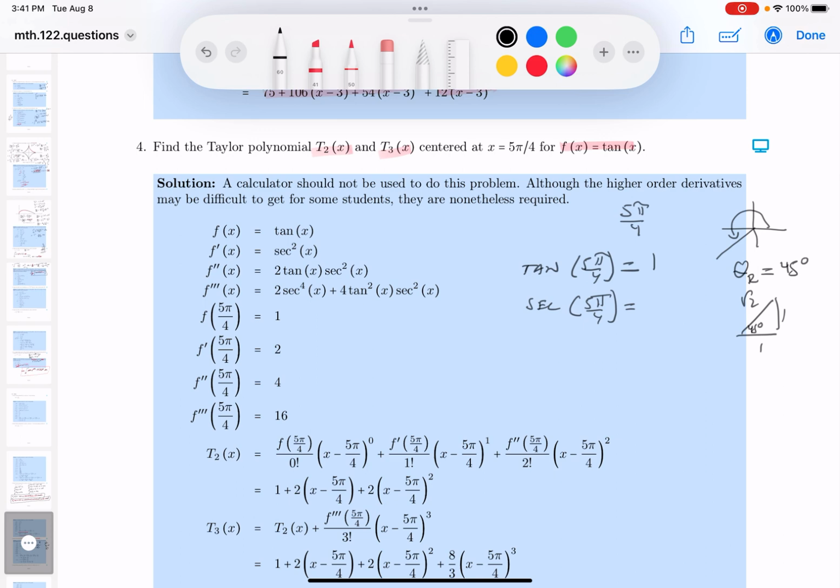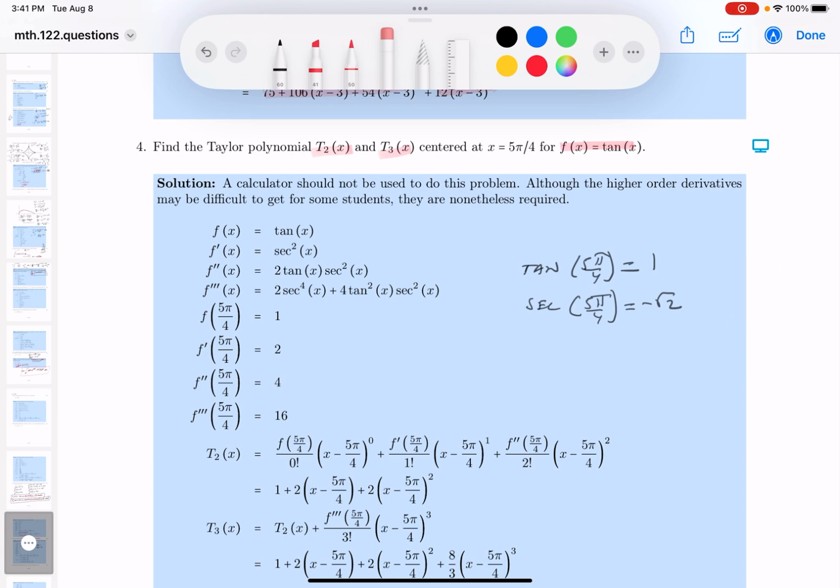Well, let's be careful. The cosine would be 1 over root 2. I'm sorry, minus 1 over root 2. So it's going to be minus root 2. All right? So I need those two. I got them. Now what are we going to do? Evaluate.